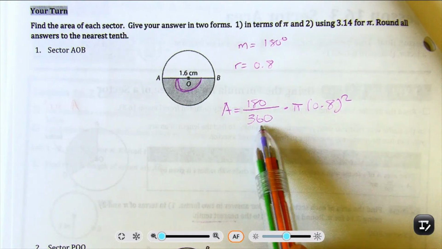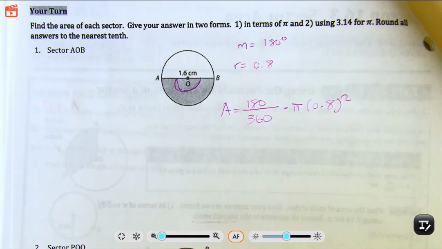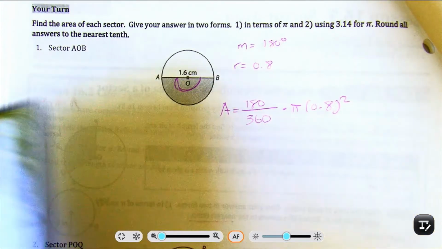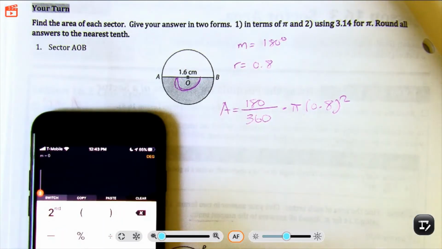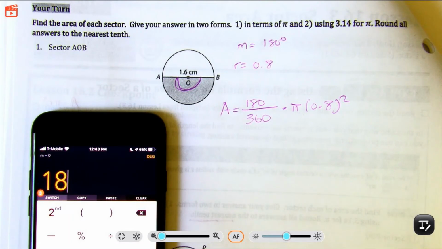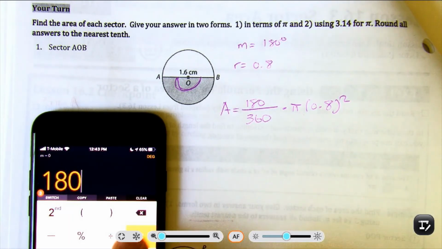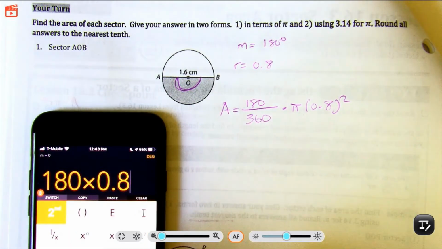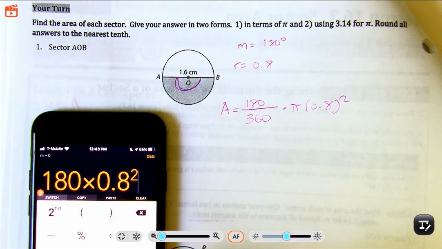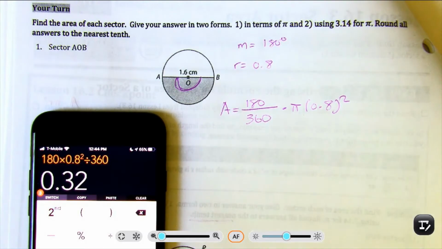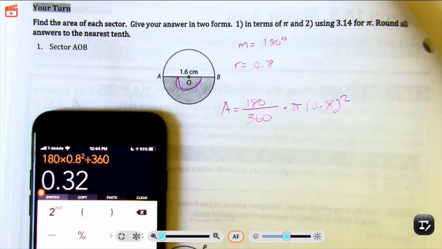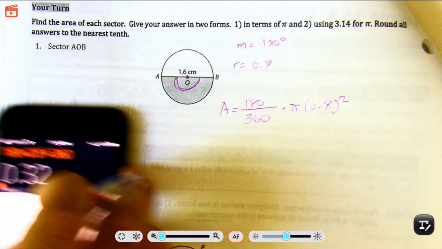So let me get that ready. So we're going to have 180 times 0.8 squared divided by 360, and I end up with 0.32. So this becomes 0.32 pi.